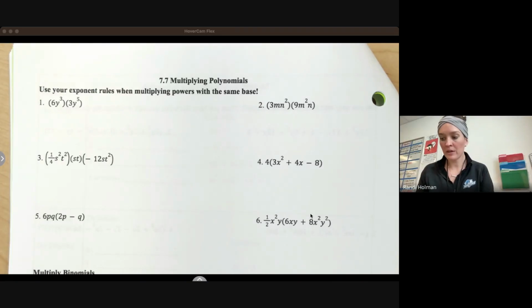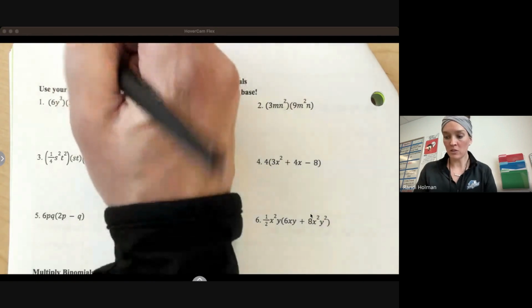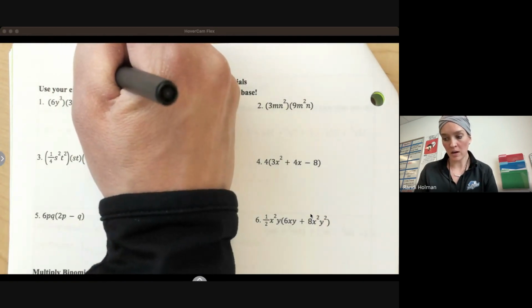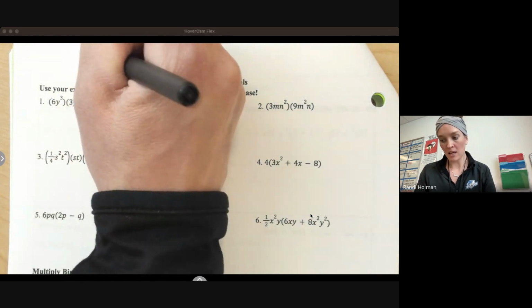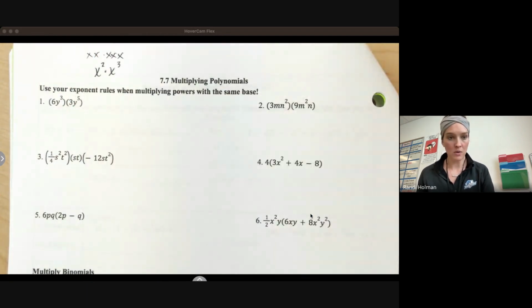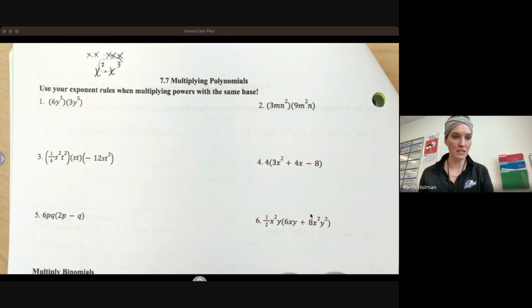Welcome. In this video, we are going to look at multiplying polynomials. So it's going to be very important that we remember our exponent rules when you're multiplying powers with the same base. Just a reminder, if you have x squared times x to the third, that means x times x times x times x times x. So we end up with x to the fifth, or we can just add those exponents, because it's looking at how many factors of each base we have.